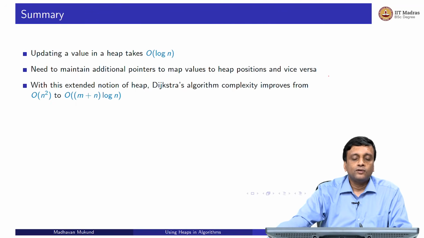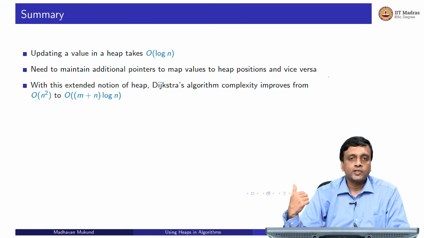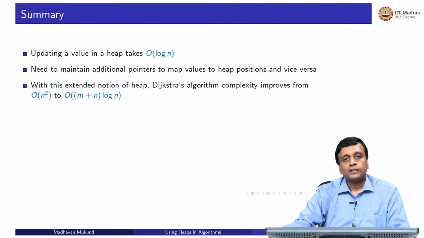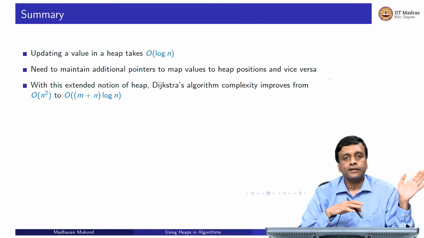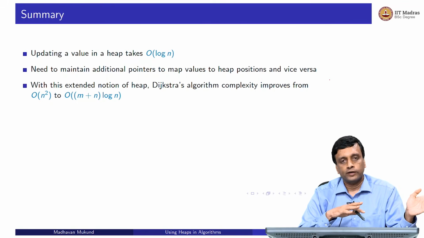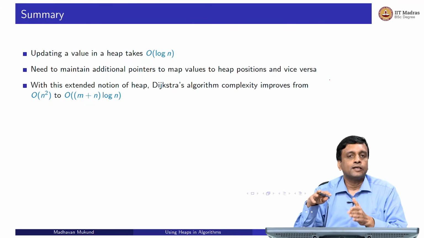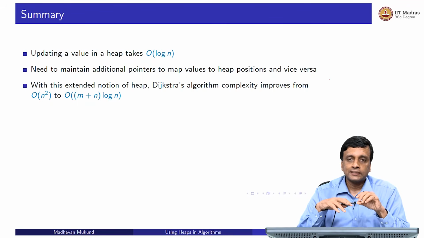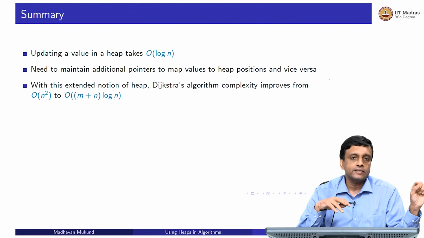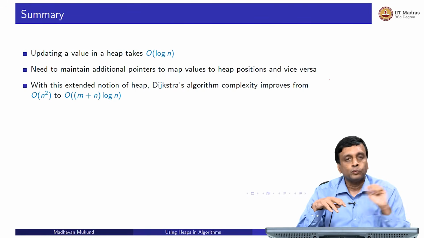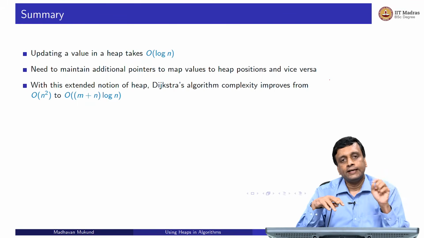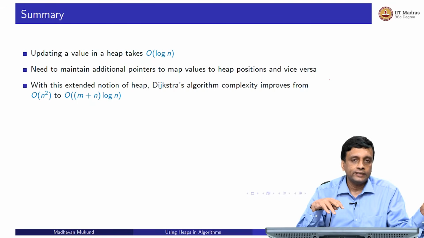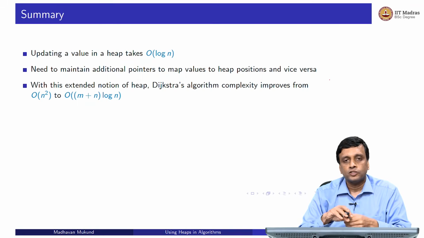So with this extended notion of a heap, Dijkstra's algorithm came down in complexity from n squared to m plus n log n. So the other algorithm which is similar to Dijkstra's algorithm is Prim's algorithm for the minimum cost spanning tree. So we've already seen that Kruskal's algorithm for minimum cost spanning tree with union find becomes m plus n log n. Dijkstra's algorithm with a heap becomes m plus n log n. Prim's algorithm is very similar to Dijkstra's algorithm. The only difference is that when you take the distance and update it, you are not updating the cumulative distance, but the shortest edge to the tree you have built so far, right? So instead of taking the distance of the current vertex and adding it to the edge cost, you are just taking the minimum of the edge cost, but otherwise it's identical.